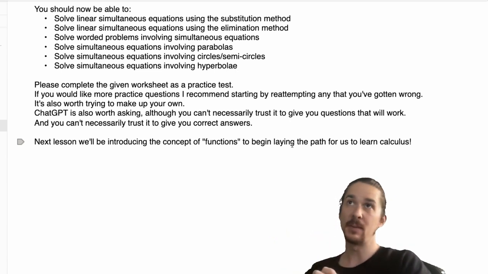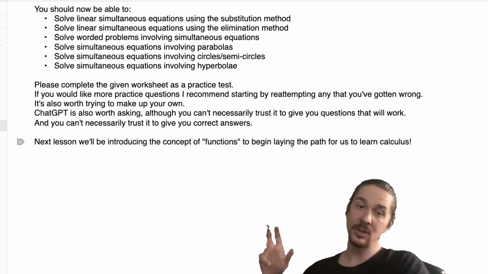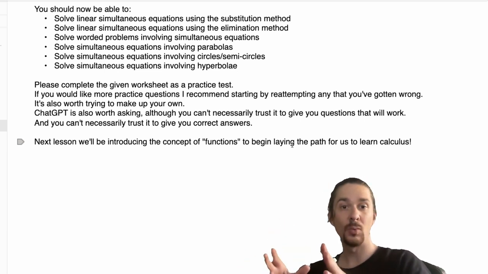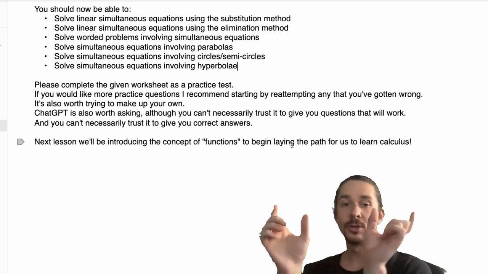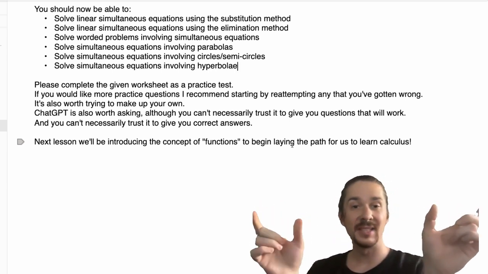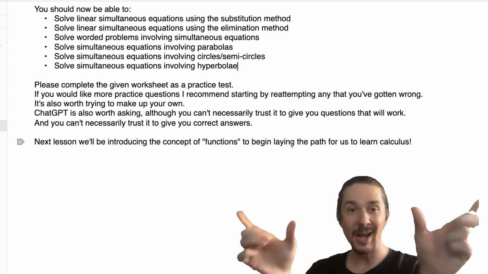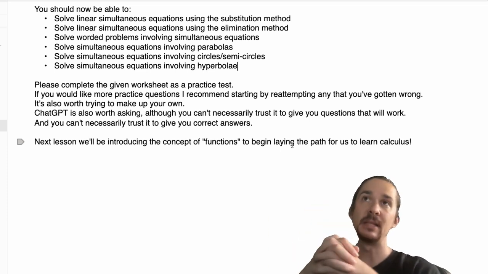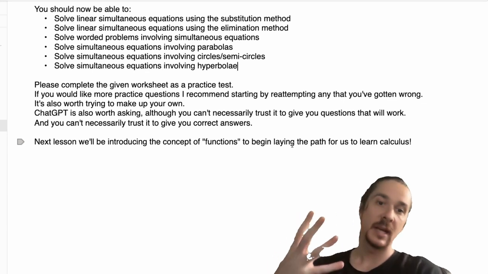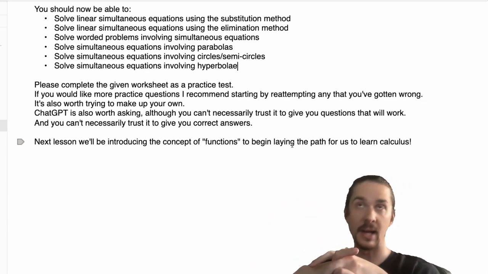It's also worth trying to make up your own. ChatGPT is worth asking, although you can't necessarily trust it to give you questions that will work. One thing to look out for is if you have to find the simultaneous solution of two equations that have the same gradient, you will find no answer because those two lines are parallel. They never cross, so there is no solution to both of them simultaneously. Also, you can't trust ChatGPT to give you the correct answers. We've looked at various strategies for checking your answers, so you should not need to rely on anything but your own ingenuity.